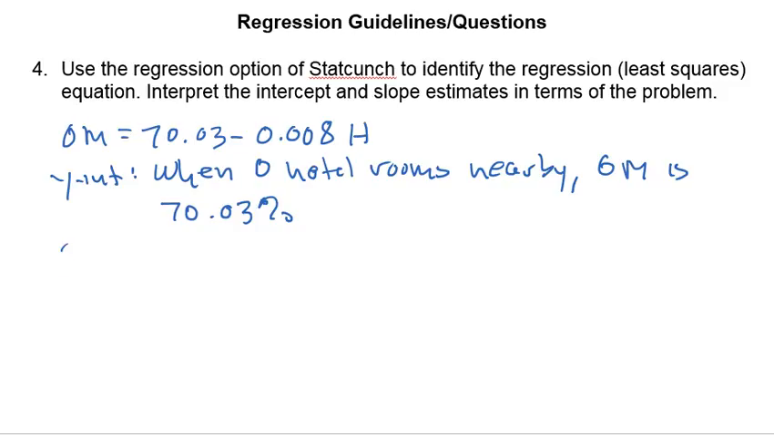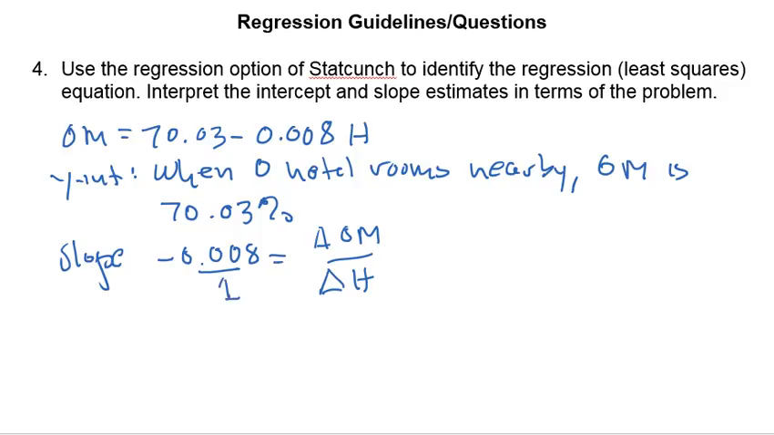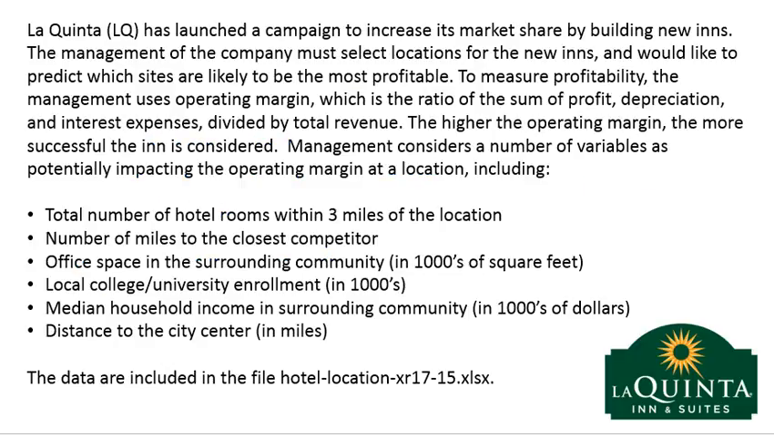For the slope, and the slope is negative 0.008, that's going to be the change in the y variable, the change in the operating margin, over the change in the x variable, which is the change in the number of hotel rooms nearby. I'm going to make that into a fraction, put it over 1. Let me look back at the problem really quick and see what the units were. The units were number of hotel rooms, so total number. So it'd be just a hotel room, and operating margin is in percentage.